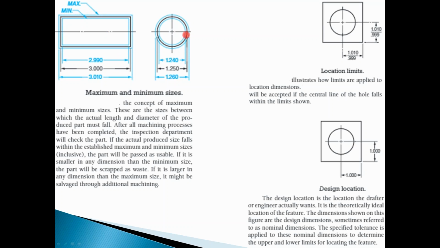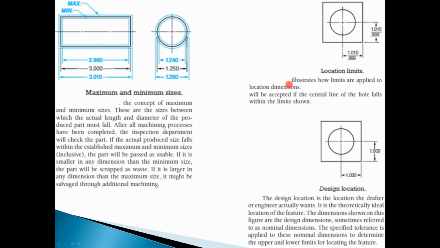Let's say this shaft and this hole. If the max is 3.01, and you create something that is greater than 3.011, that means this may be salvaged through additional machining. So we're going to take it back, recycle it, and then do other machining. If it's less, there's nothing to be done, and the part will be scrapped as waste.